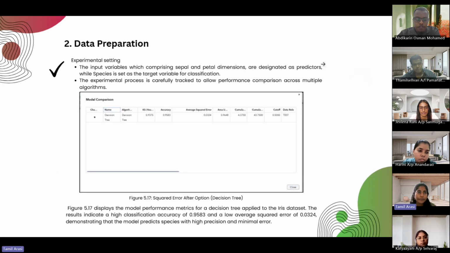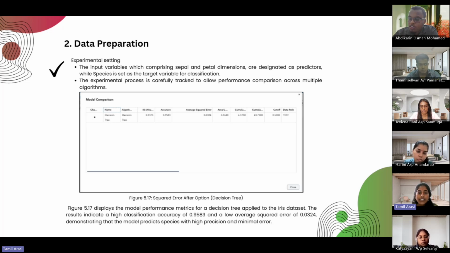Thank you, Kak Yayani. So I shall continue with the data preparation, which is the second step of the machine learning lifecycle. Here, for the experimental setting, the input variables, comprising sepal and petal dimensions, are designated as predictors, while species is set as the target variable for classification. The experimental process is carefully tracked to allow performance comparison across multiple algorithms, just now mentioned by Katyayani.